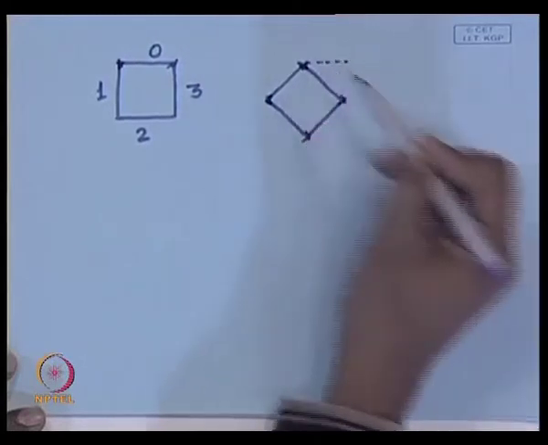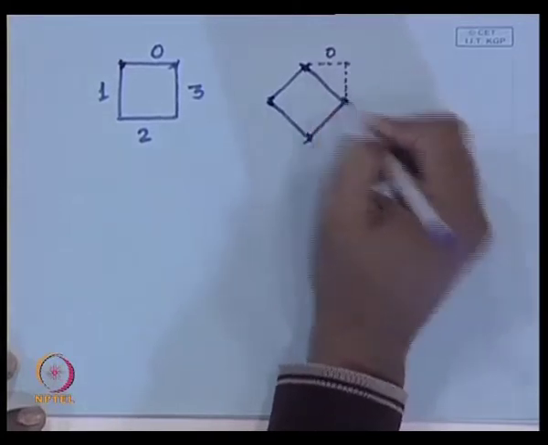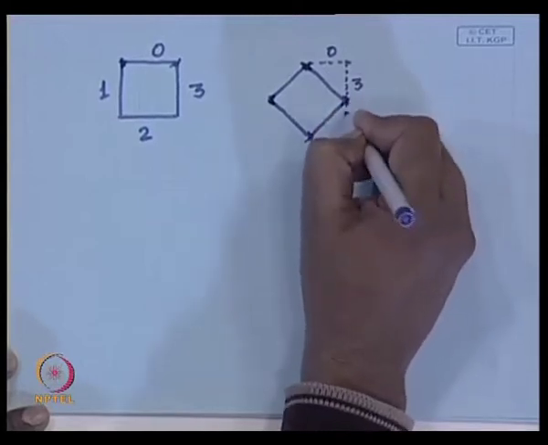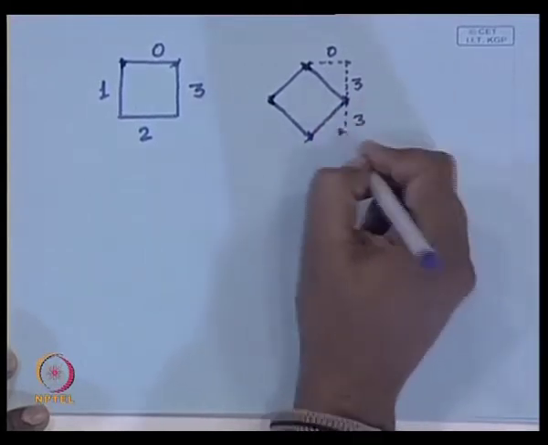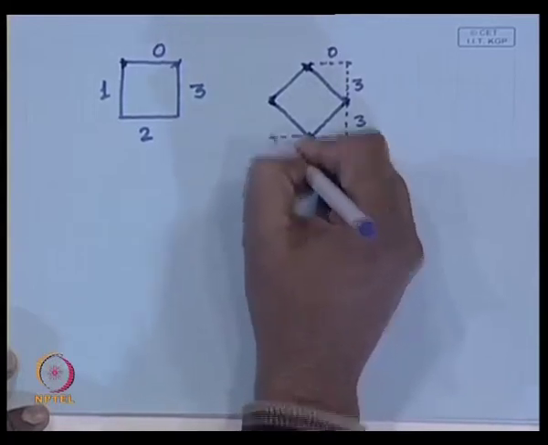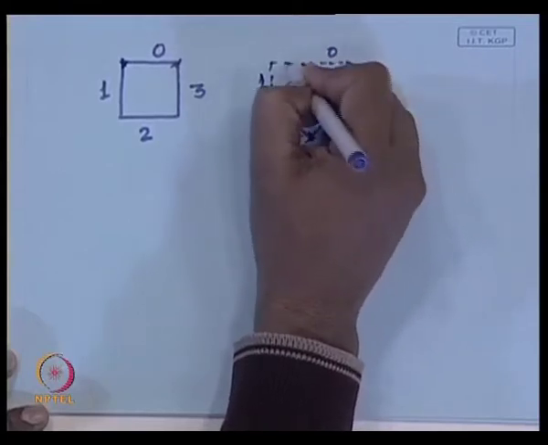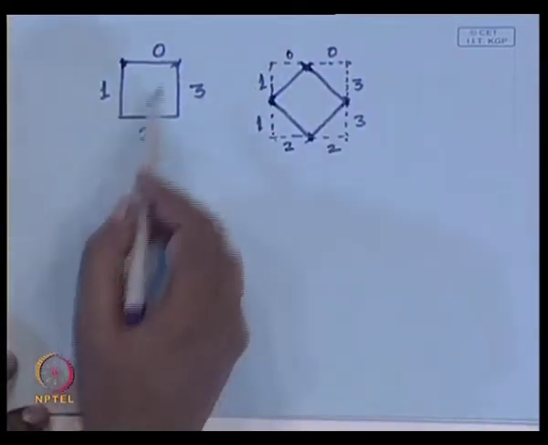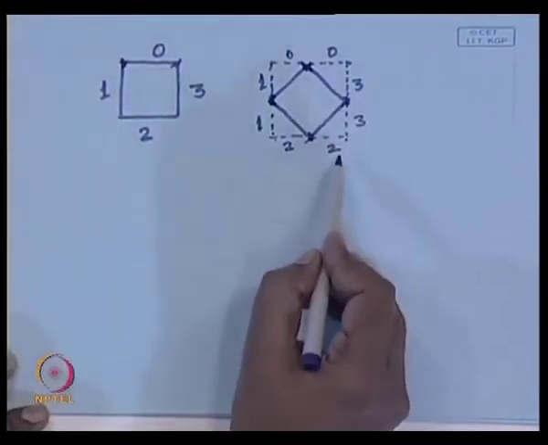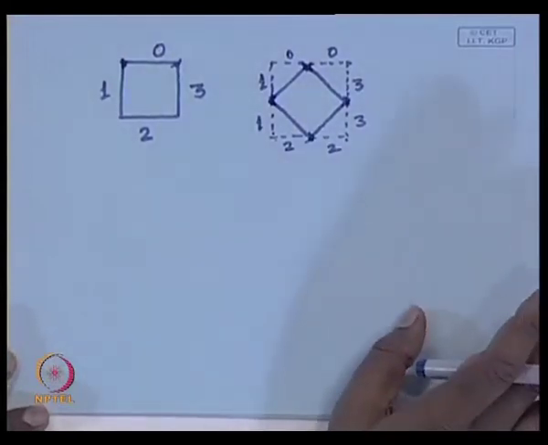I have to make a movement over here, which gives me 0. I have to make a movement over here, which gives me 3. I have to make a movement over here, which gives me 3 again, movement over here 2, movement over here 2, movement over here 1, 1, 0. So, you find that here the chain code was 0, 3, 2, 1. Now, my chain code is 0, 3, 3, 2, 2, 1, 1, 0. The chain codes are totally different.